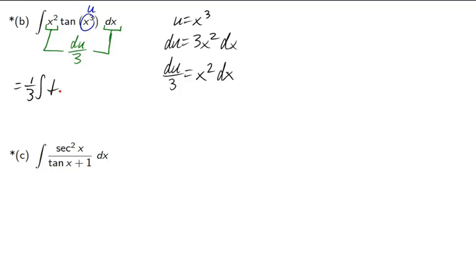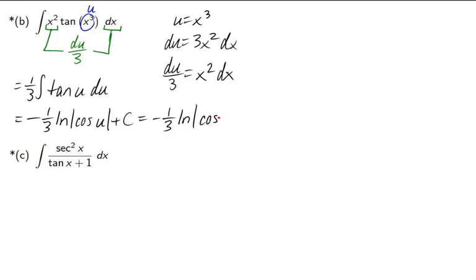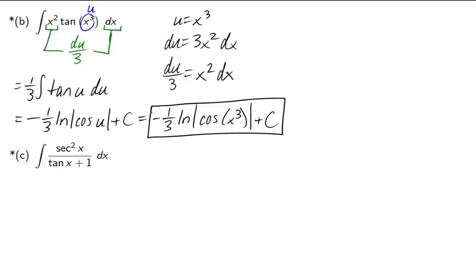We're left with the integral of tangent u du, and so now we can use our new rule. The integral for tangent u was negative natural log of cosine x plus c. And so I put the negative sign in front just to make this a little easier. And so we get negative 1/3 natural log absolute value cosine of x cubed plus c. Hopefully you guys are doing okay on these.